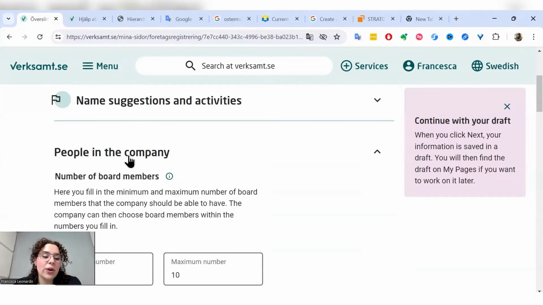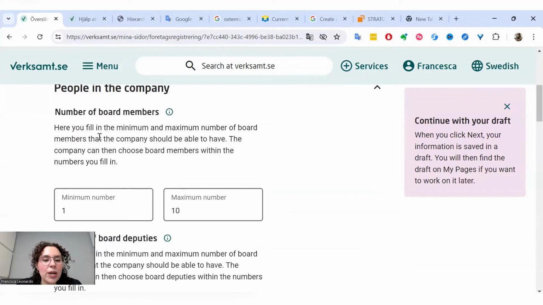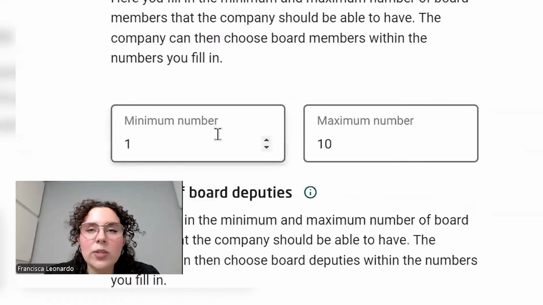So here, this is where you describe people in the company. So the number of board members, these are people that tend to be your partners or advisors and that will be part of your limited liability company's board. And the minimum is always one person. So you, for example, registering.